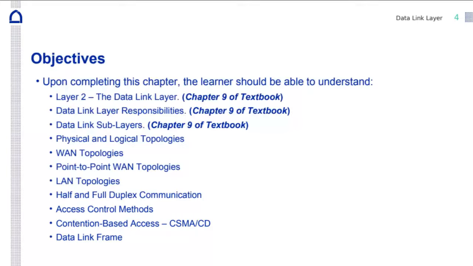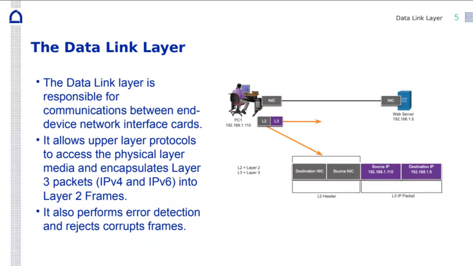So we will learn about the objective, the functionality, the functions, the responsibilities of the data link layer and its role in WAN networks also. So the data link layer is responsible for communication between end devices' interface cards, between the network cards of the hosts or the end devices. They communicate, controlled by data link layer.